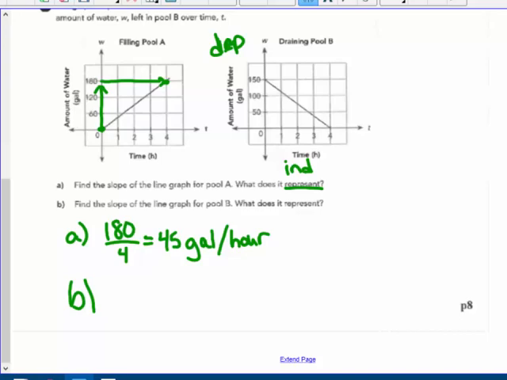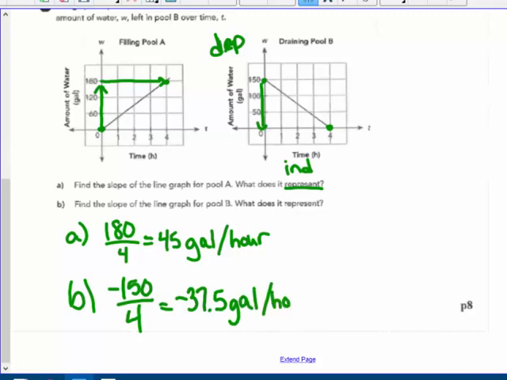The draining pool, let's see, it's falling. I'm going to use this point and this point. It's falling by 150 over 4. Well, that's negative 37.5 gallons per hour. Use both labels. You have to give both labels there.